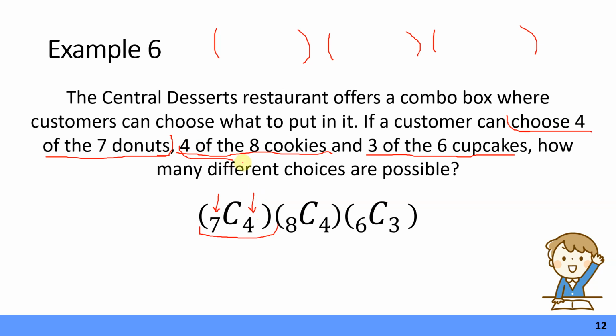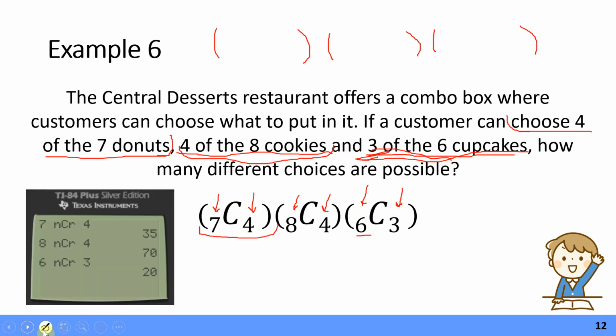Now we move on to the cookies. There's a total of 8 cookies and you're choosing 4. So 8, choose 4. And then the last one are the cupcakes. You have a total of 6 cupcakes and you're choosing 3. Okay, so again, make sure you always put the total first. Again, on the problem, the number 3 does come first. That doesn't mean you have to put it first. It's 3 out of the 6. So it's 6 combination 3.